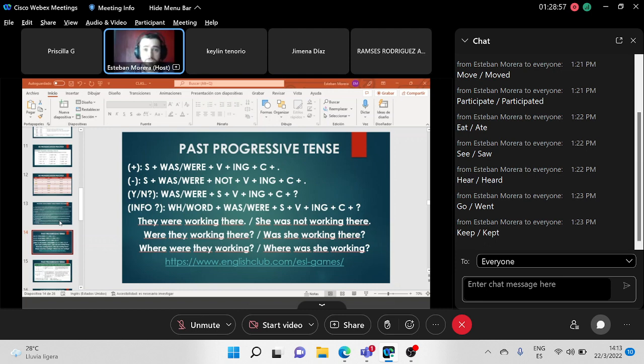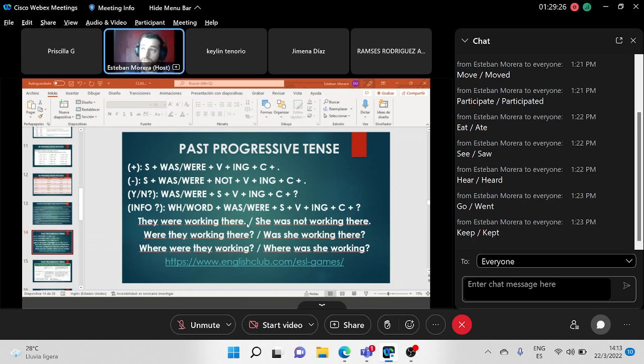Those actions took several seconds, several minutes, several days, several weeks. Those actions took several months, several years. Those actions didn't happen at a very specific moment. In the past progressive, we use actions that were happening that took a longer period, several months, several weeks, several minutes. For example, I was exercising in the morning.